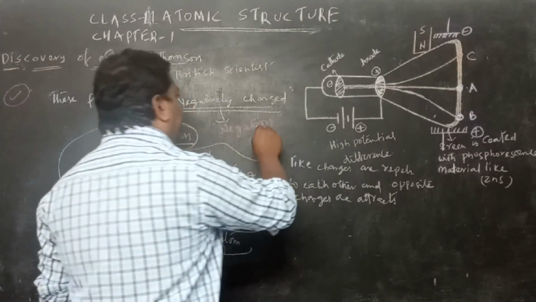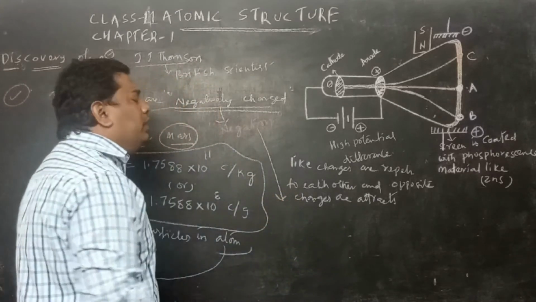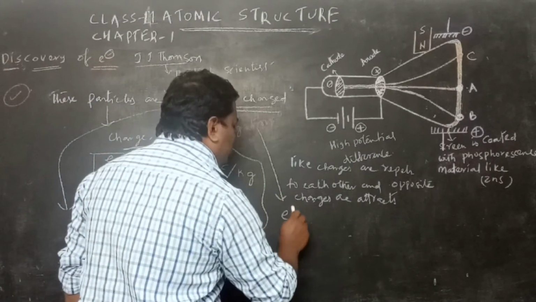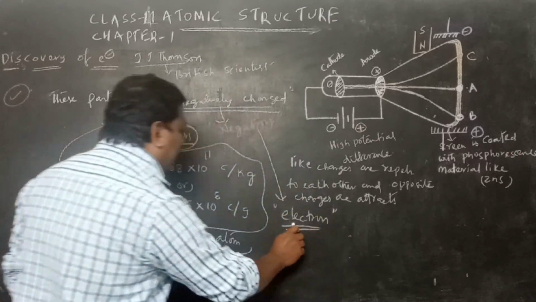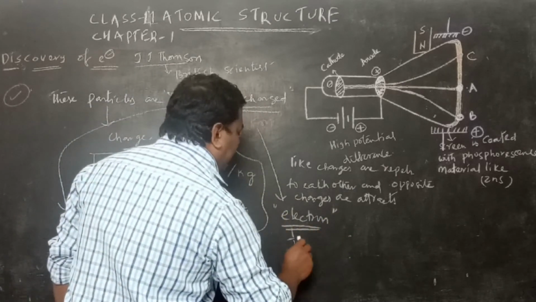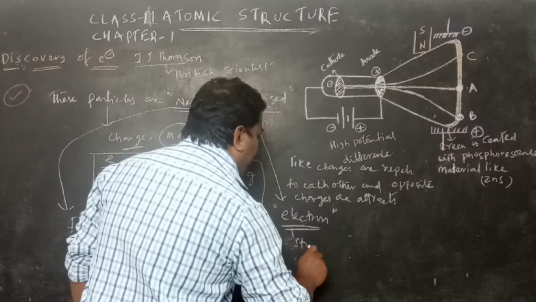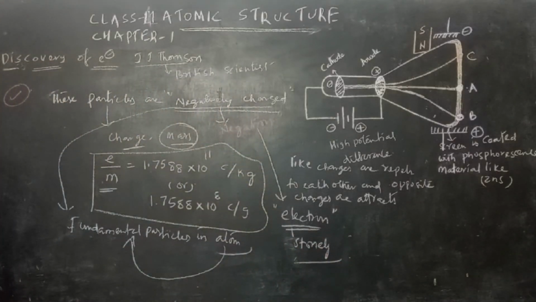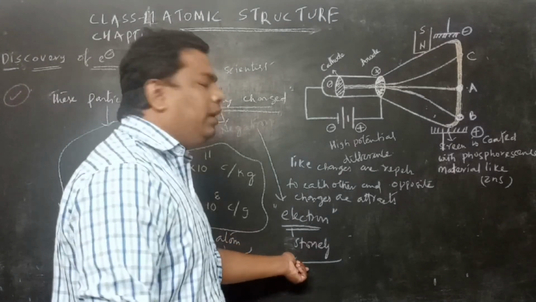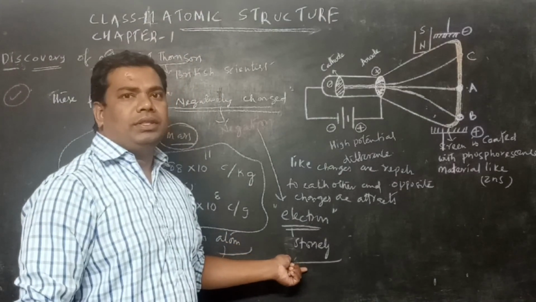After that, the name negatron was changed to electron by Stoney. So the name of this fundamental particle was given by Stoney. Is it clear?